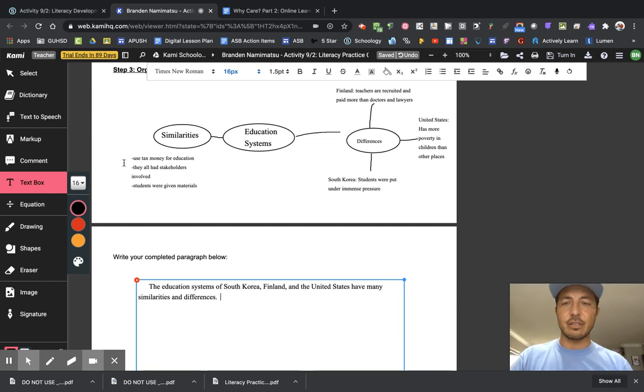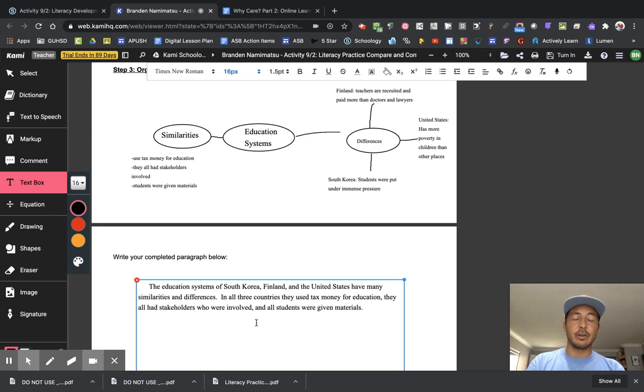How did I get that? Looking at these circles, the bigger ideas. Now I'm going to go into the details. What did I give up first? Did I say similarities or differences? I said similarities. So I'm just going to use these and put these into sentences. In all 3 countries, they used tax money for education. They all had stakeholders who were involved, and all students were given materials.